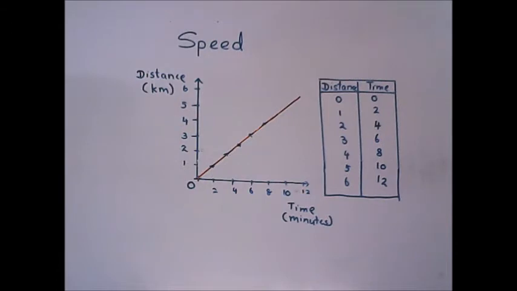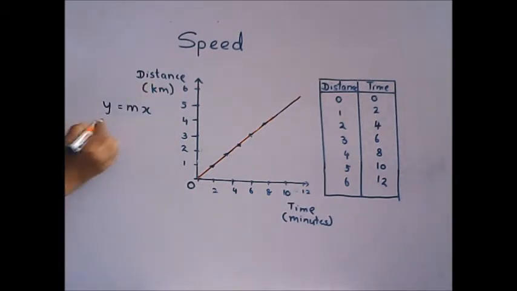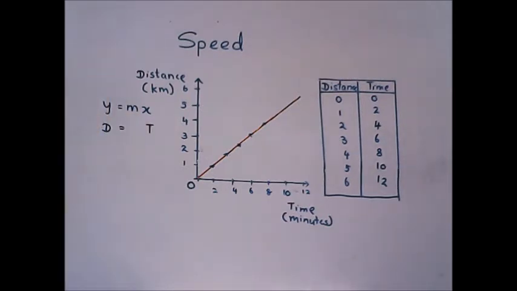Now, we learned this type of graph in grade 9. We name this graph a y equal mx type graph. Here the y-axis represents distance and the x-axis represents time.